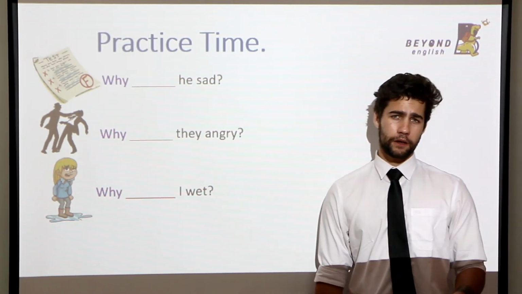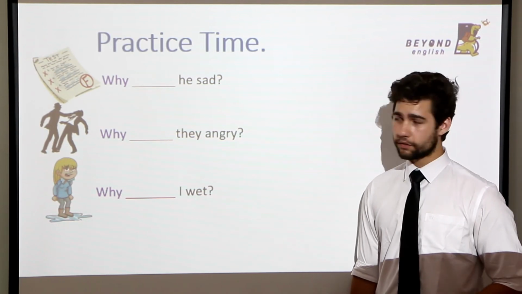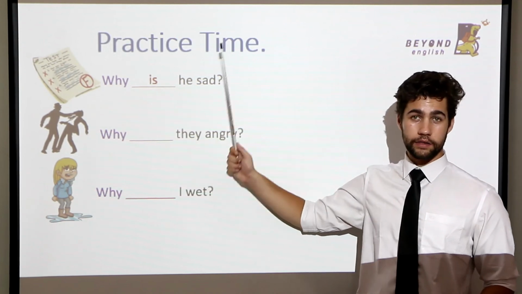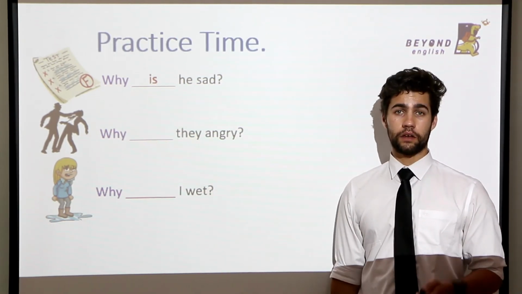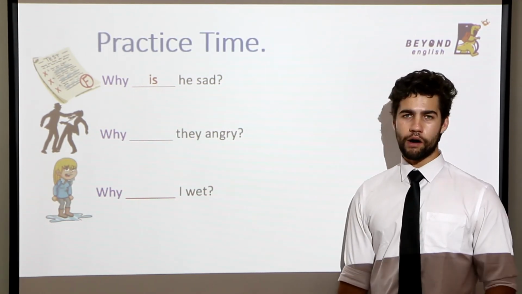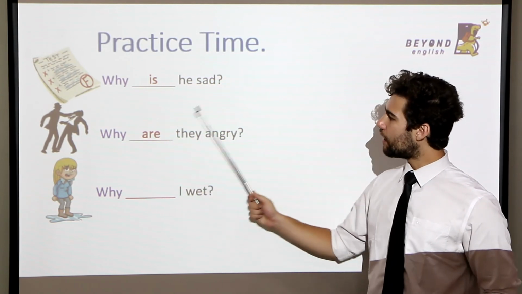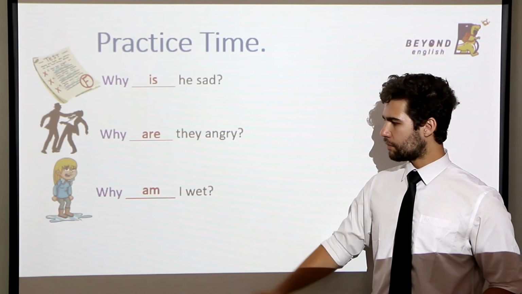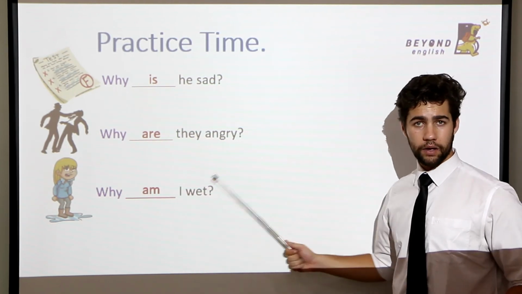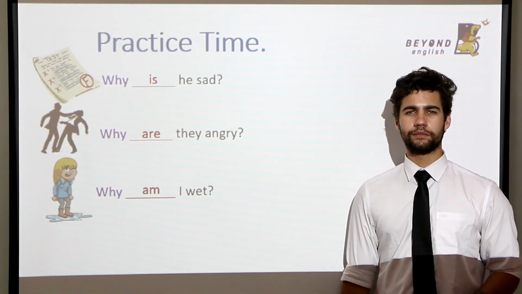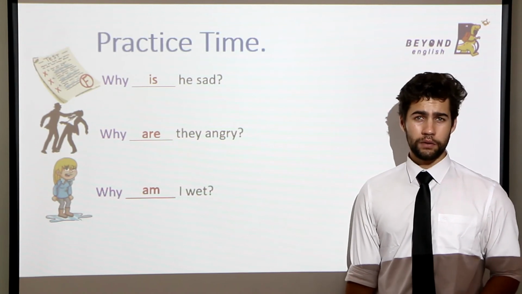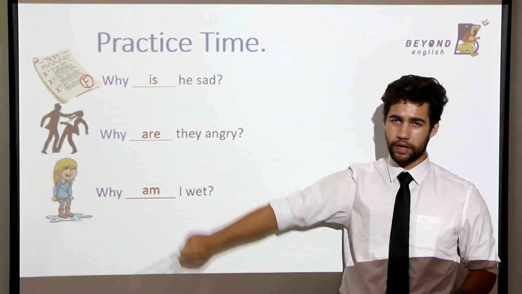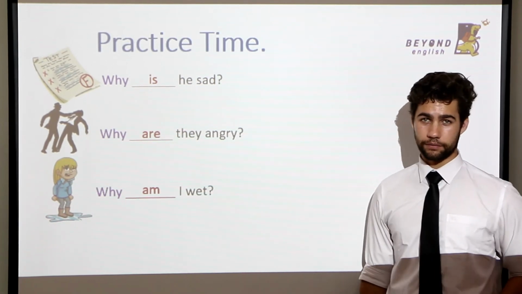Welcome back. Okay, let's check your answers. Number 1, is. Why is he sad? Number 2, are. Why are they angry? Number 3, am. Why am I wet? Perfect. Now, write down the answer using your vocabulary. Let's go.